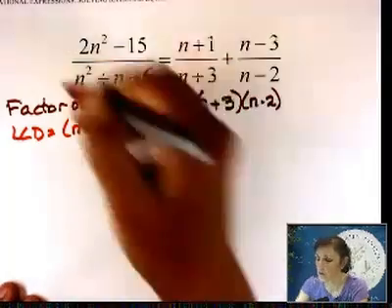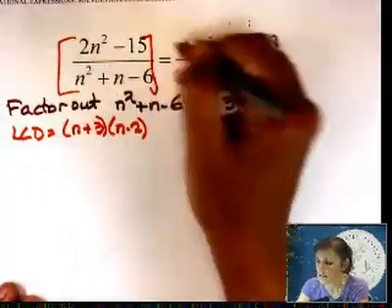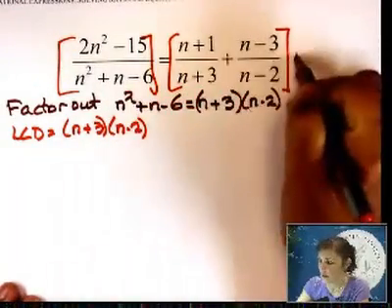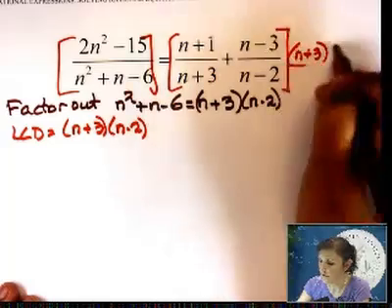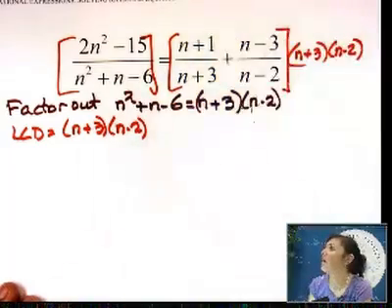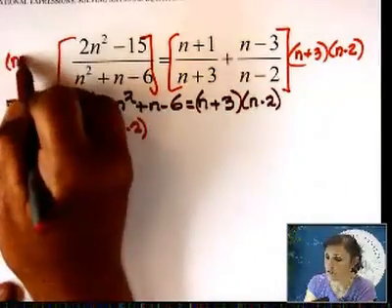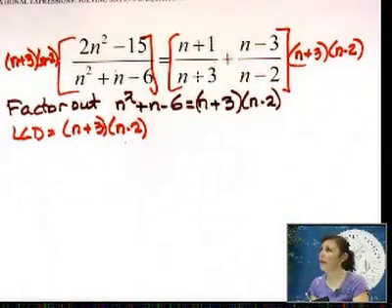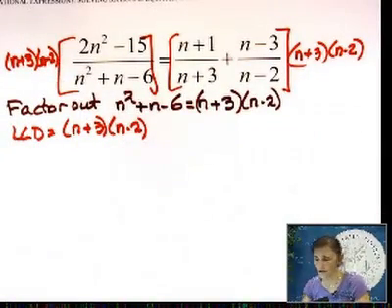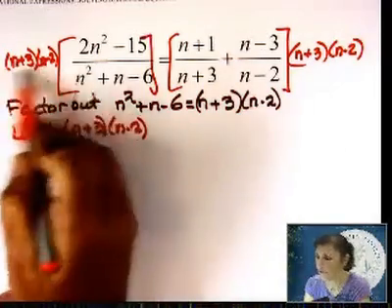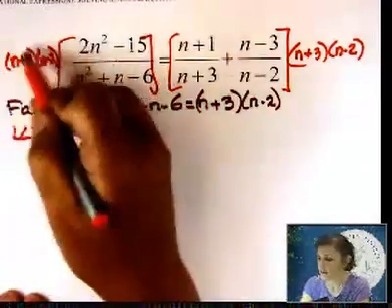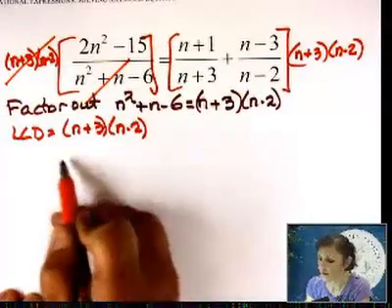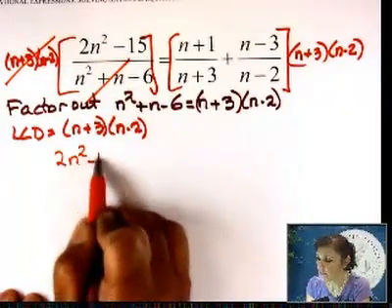Remember what I used to do? Put brackets, put brackets, put brackets, put brackets. Now I'm going to put this n plus 3 and n minus 2 on the right, and n plus 3 and n minus 2 on the left. Okay, now I'm going to start scratching them off. This one happens to be this whole thing. So in other words, when I FOIL it in, these two will go. So you're going to end up with 2n squared minus 15 on the left.